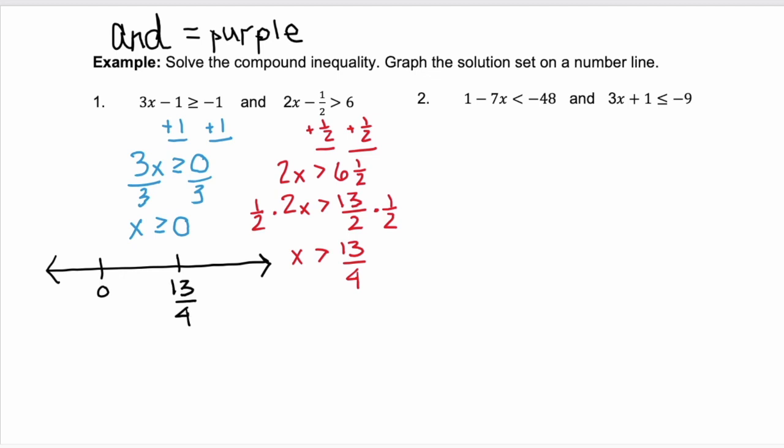Now first I'm going to shade for the x is greater than or equal to 0 inequality. So that's everything to the right of 0. And because it's a weak inequality, greater than or equal to, I have a bracket at 0. And then I'm going to look at x is greater than 13/4. So that is everything to the right of 13/4, and it's a strict inequality, so we have a parenthesis here.